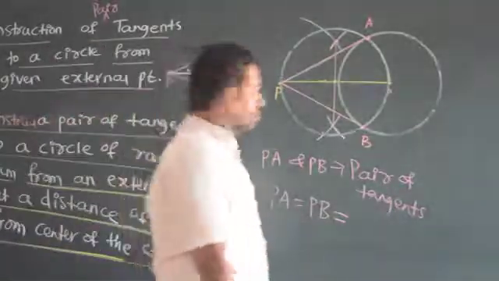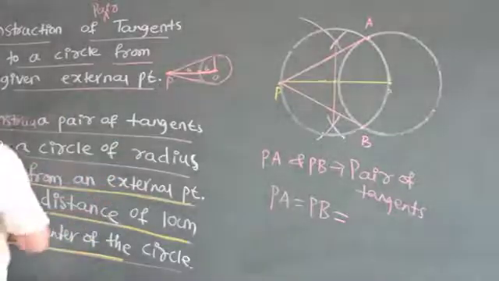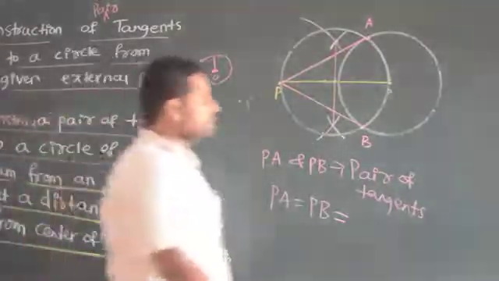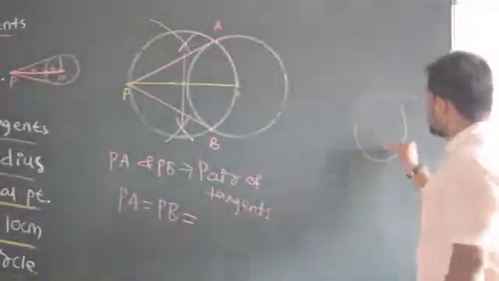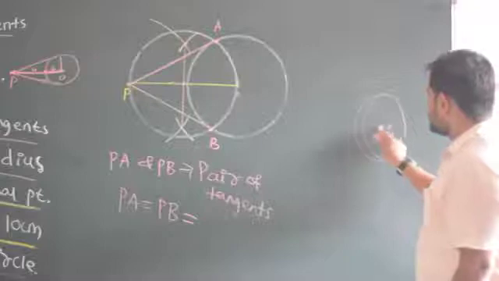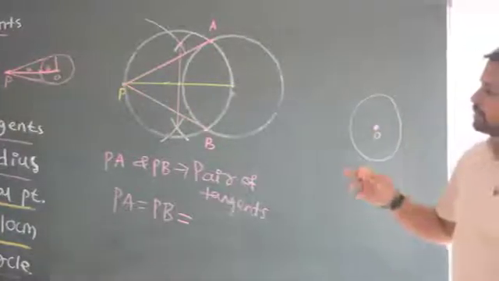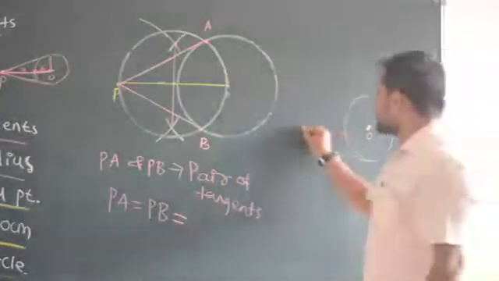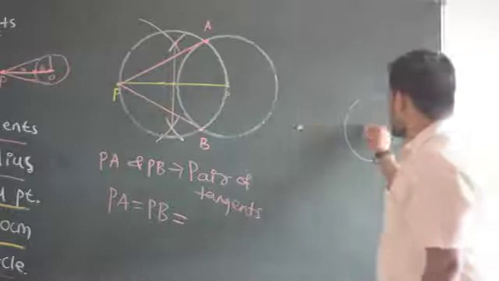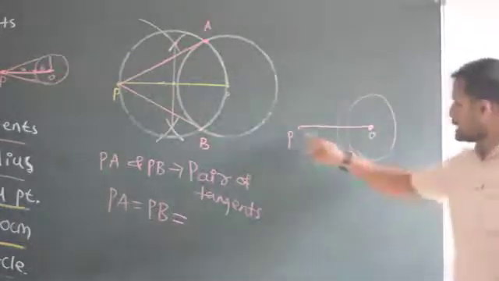Construction is clear now. So what is this? Just look at this. Construct a pair of tangents to a circle of radius 6 cm. That means you have to draw a circle. Here I am taking one circle graph diagram. Here is the center, and the radius is 6 cm. Now you have to draw a pair of tangents from an external point at a distance of 10 cm from the center of the circle. Let me call this point P. So this OP is 10 cm.